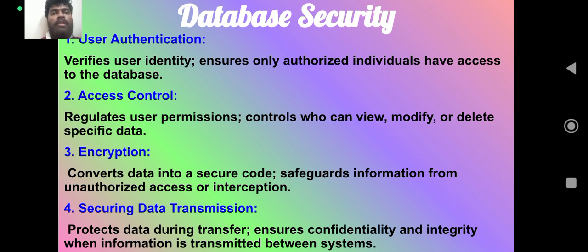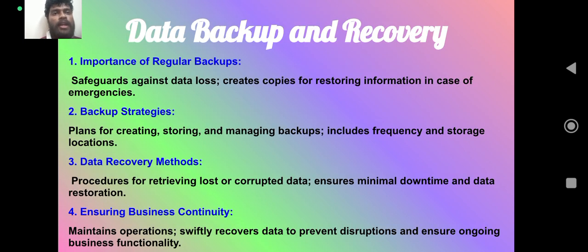Okay, encryption converts the data into secure code, safeguards information from unauthorized access or interception. Encryption is nothing but we will be sending the data from source to destination, but not in the original form. Thereby, the hackers or the person who wants to access the database or the storage can't access it because it is not in the original form. Okay, and securing data transmission protects data during transfer, ensures confidentiality and integrity when information is transferred between the systems. That is, when the data travels from source to destination, database ensures that it is secure enough so that hackers cannot hack it.